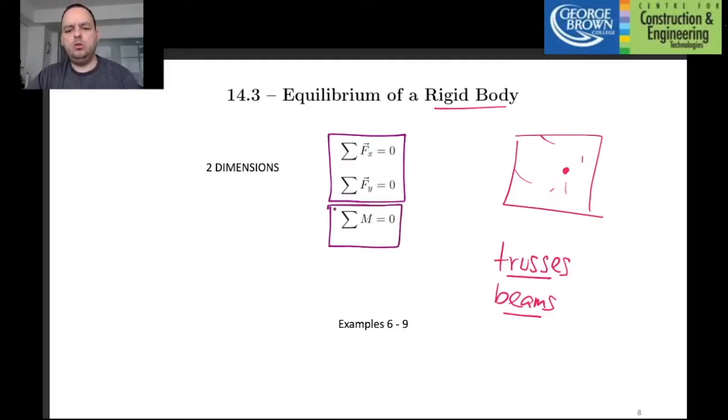That is, not only do the forces have to add up to 0 in both the x and y directions respectively, but also if you choose any point on this object, the net moment about that point should be 0. Because if the net moment was not 0, the object would rotate. And if an object's rotating, it's not stationary, which means it's not in equilibrium.